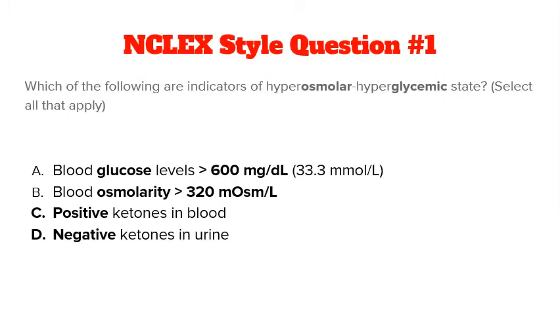NCLEX style question number 1 is, which of the following are indicators of hyperosmolar hyperglycemic state? Select all that apply. A. Blood glucose levels greater than 600. B. Blood osmolarity greater than 320. C. Positive ketones in blood. D. Negative ketones in urine.